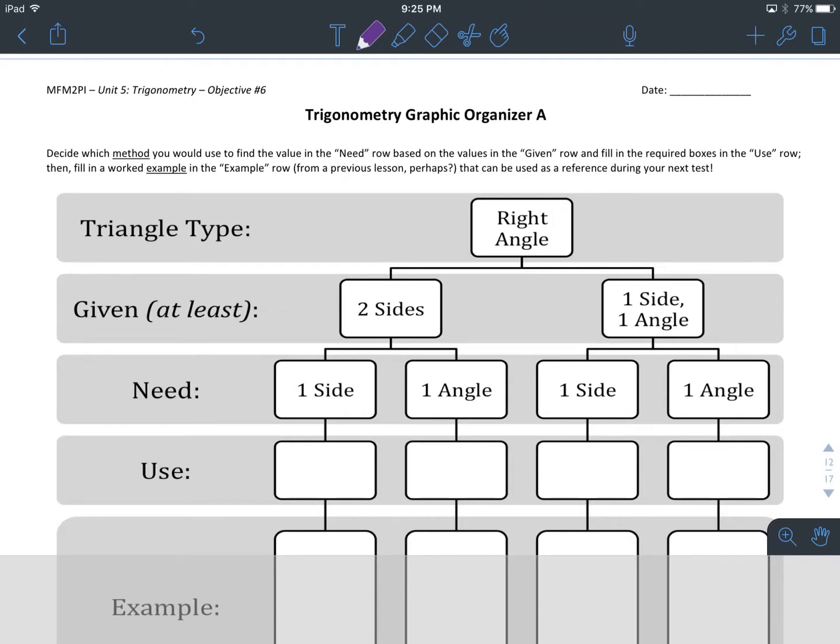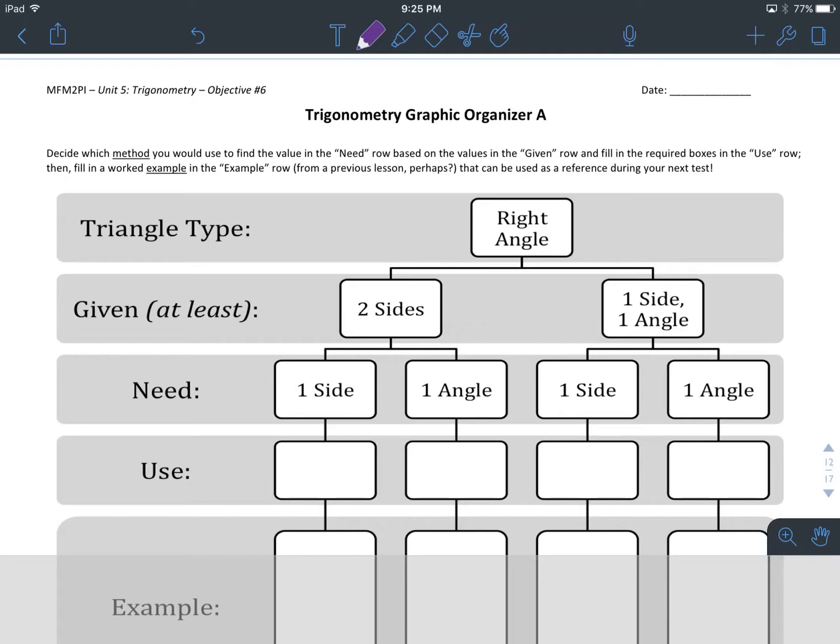And this is really just not so much a lesson, I guess, as an opportunity to put together a graphic organizer to help us figure out which of the tools that we've learned how to use in this trigonometry unit we should employ in certain situations when we're looking for particular things or when we're given particular things.